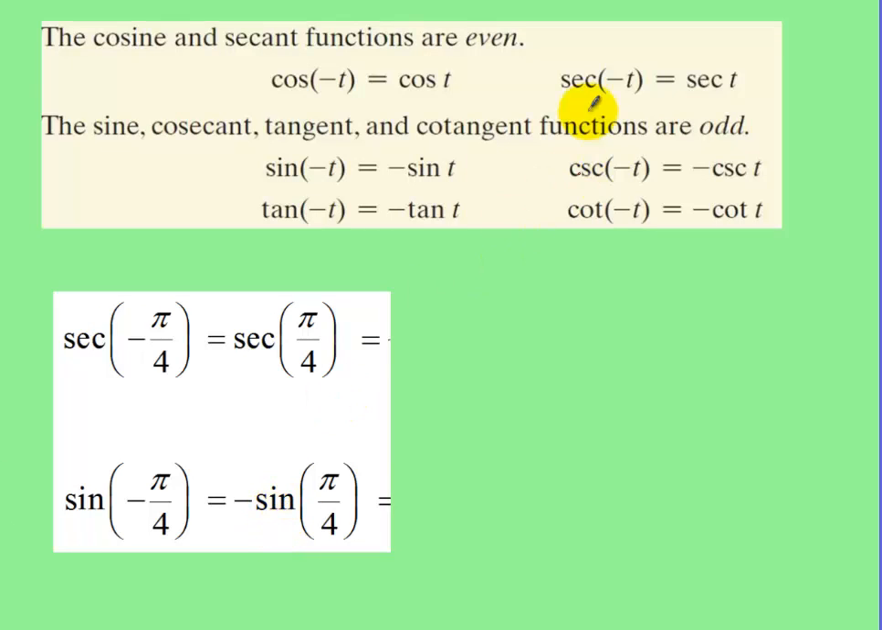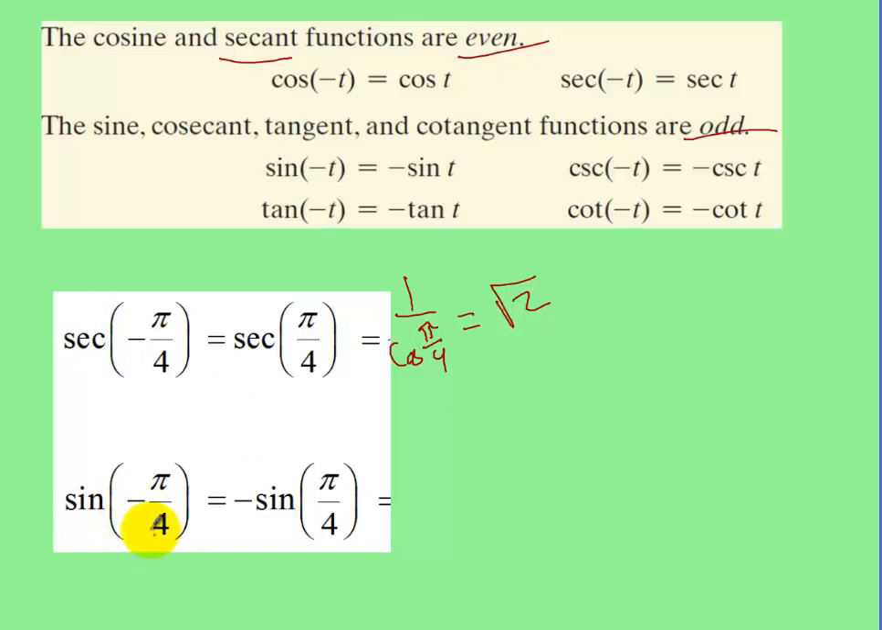All right, there's this concept of odd and even functions. Cosine and secant functions are even, so if you have the cosine of the negative of something, it's going to equal the cosine of the positive of that. Same thing with secant. Sine, cosecant, tangent, and cotangent are odd functions, so that means this formula right here. So let's apply that. If we have secant of negative pi over 4, it equals secant of pi over 4, which is going to equal 1 over cosine of pi over 4. And if you know what cosine of pi over 4 is, that's radical 2 over 2. That's what we just did, so it's going to equal radical 2.